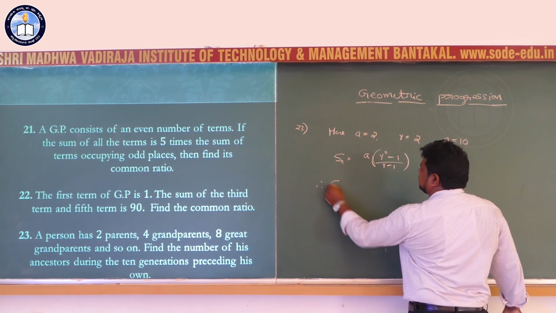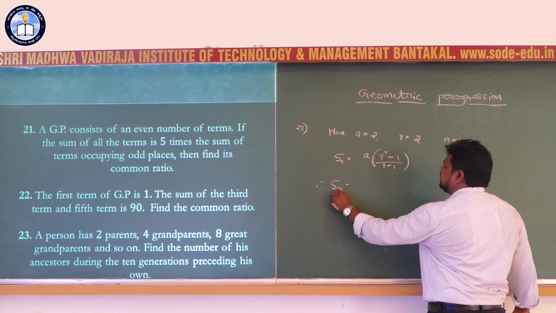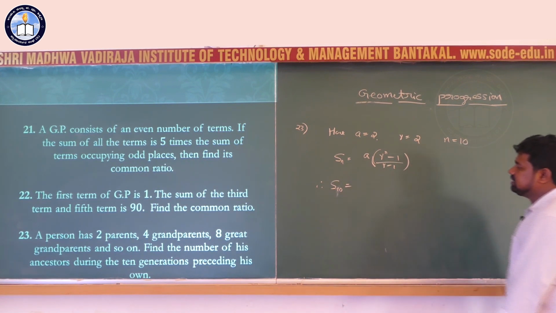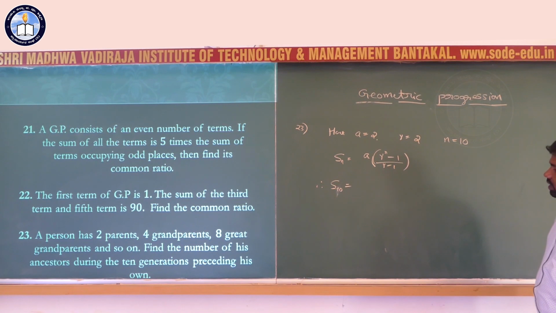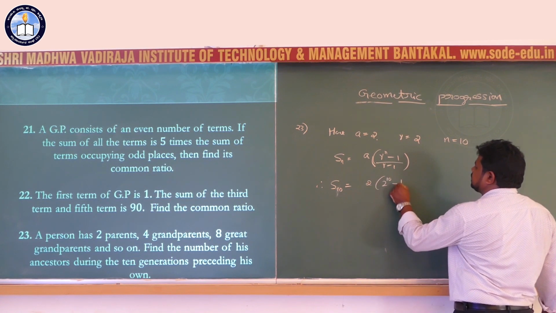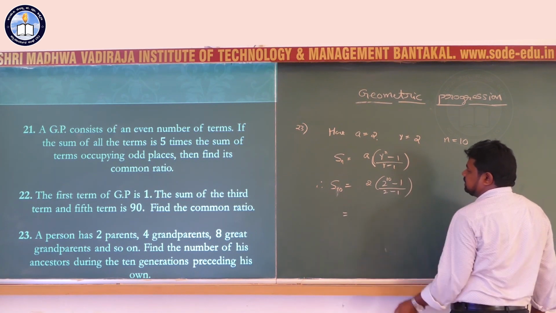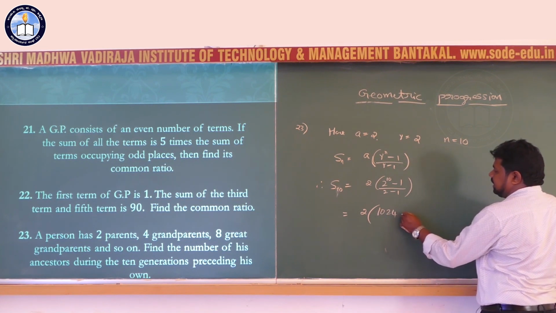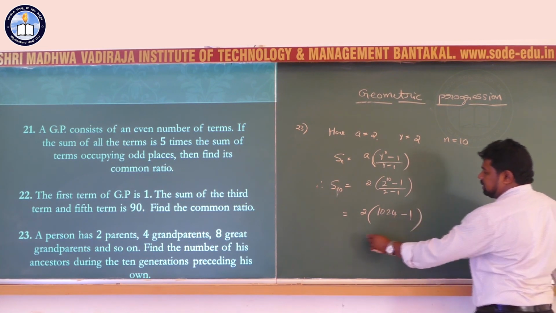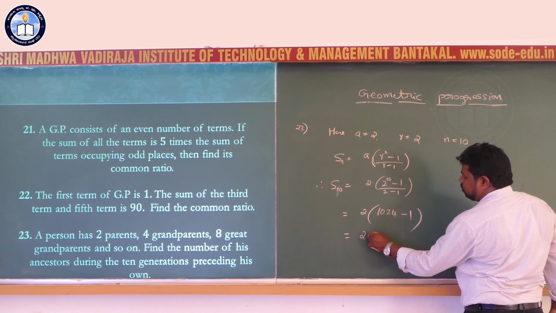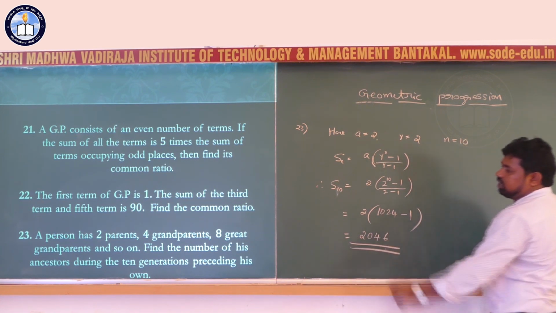Therefore, S10, number of ancestors in 10 generations. Sum of all ancestors in last 10 generations is given by S10 equal to 2 into 2 power 10 minus 1 divided by 2 minus 1. That is equal to 2 into 1024 minus 1 by 1. That is equal to 1023 into 2. That is 2046. Therefore, number of ancestors here is 2046.